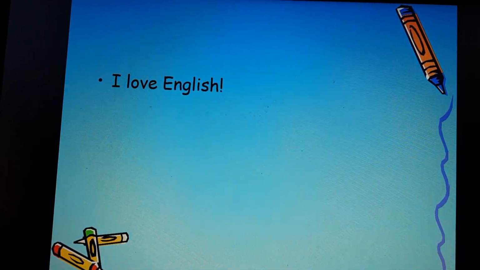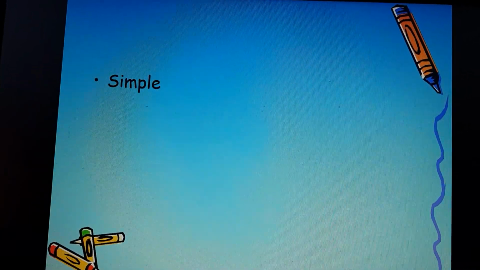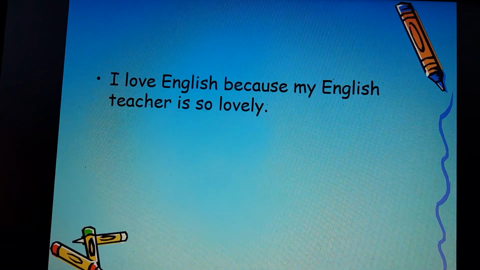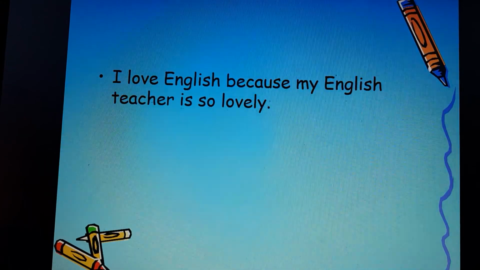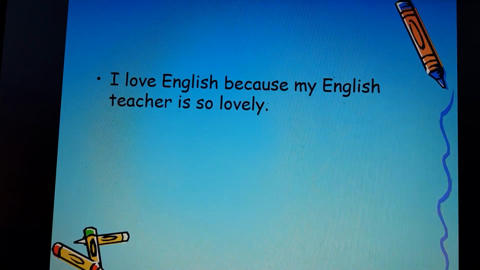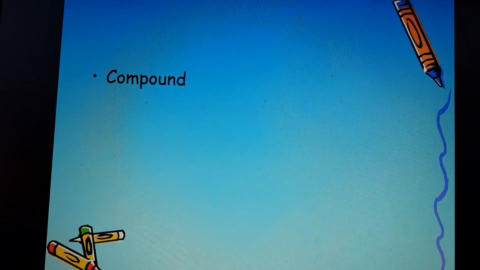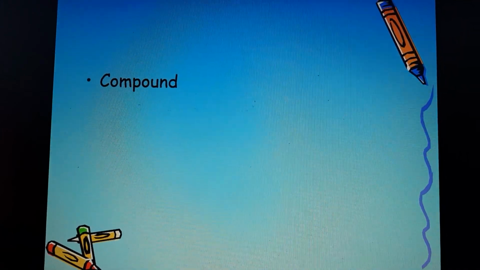I love English. I'm sure you all feel that way. Simple sentence. I love English because my English teacher is so lovely. Again, I'm sure you all agree with that. Compound sentence. So we've got the word because in the middle of it, joining the two main clauses.